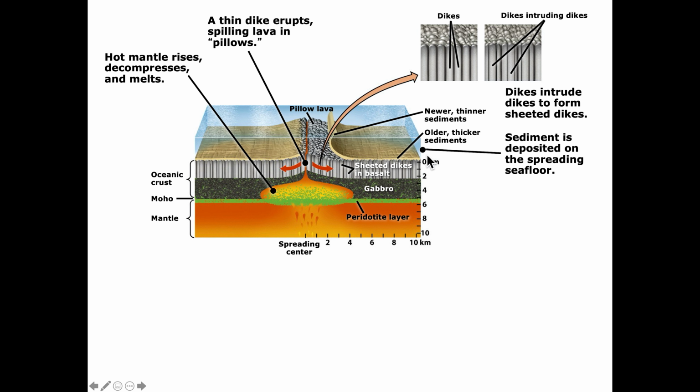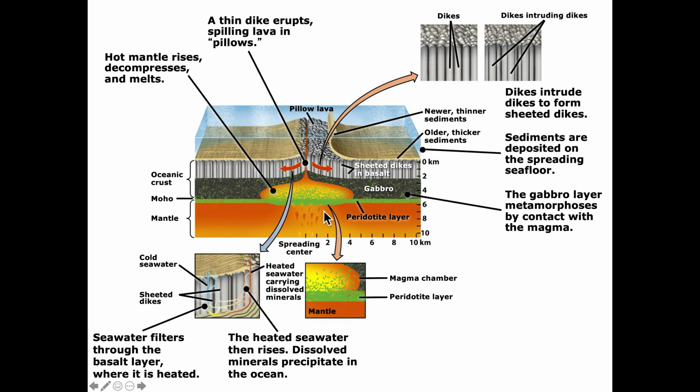Again, sediment will be deposited on top and move away. The further away you get from the spreading center here, the thicker the sediment. The gabbro layer is going to metamorphose when it contacts the magma. It's going to be heated up and converted into different crystals.